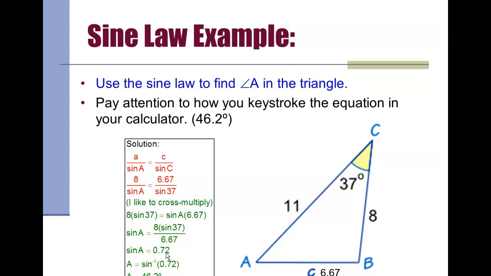This is where some people get stuck. In order to figure out what angle A is, you have to take the inverse sine of both sides. Taking the inverse sine of this will get rid of the sine, and then the inverse sine of 0.72 is where I get my angle of 46.2 degrees. So practice that also.